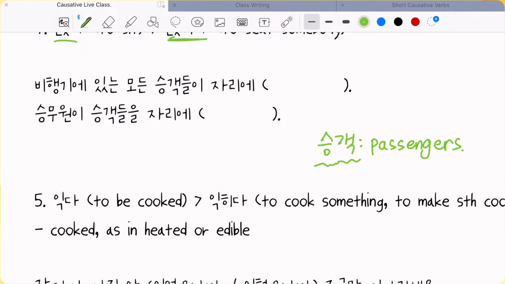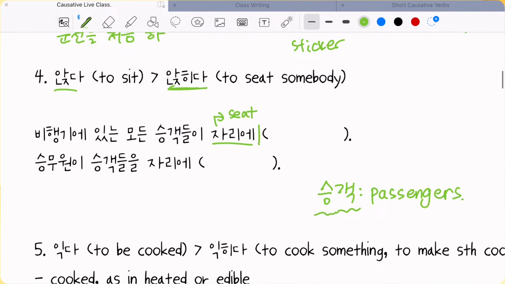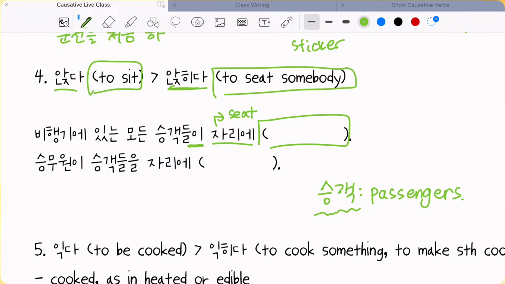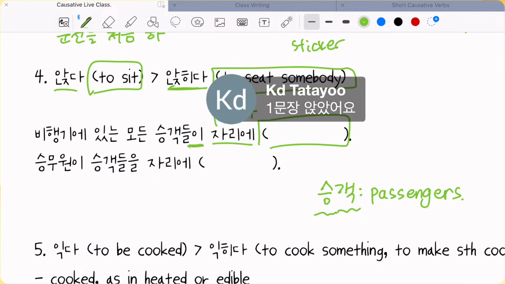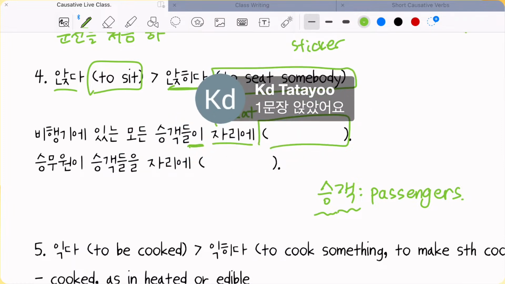all the passengers on the plane, 자리 means their own seat. 자리에, what would they do? Would they sit down or would they seat other people down? 자리에 앉았어요 or 앉혔어요? Which would be the correct one? 비행기에 있는 모든 승객들이 자리에 그렇죠. 탈리아님이 이미 쓰셨네요. 앉았어요. 첫 번째 단어 앉았어요. You can use the intransitive verb 앉다. 앉았어요. 그리고 how about the next sentence, guys?